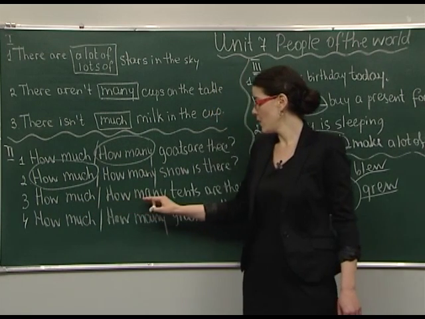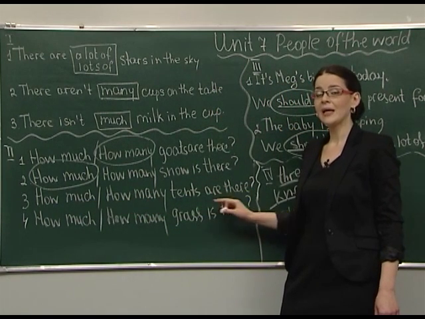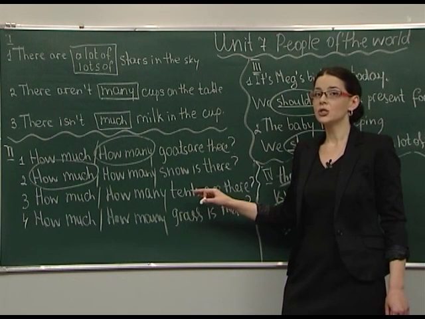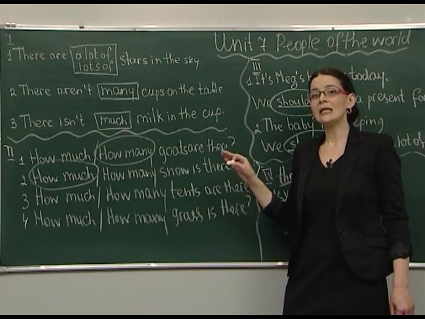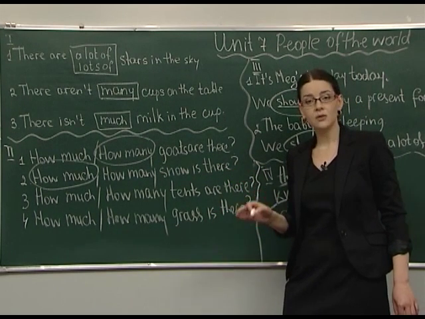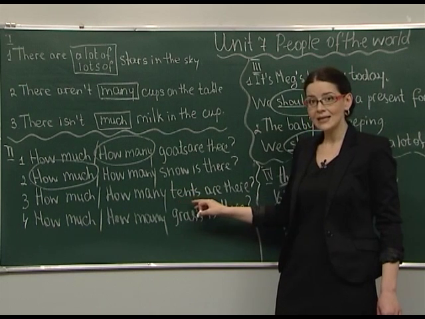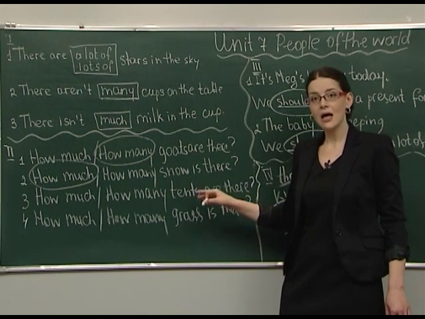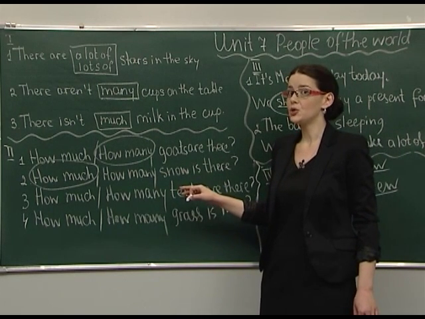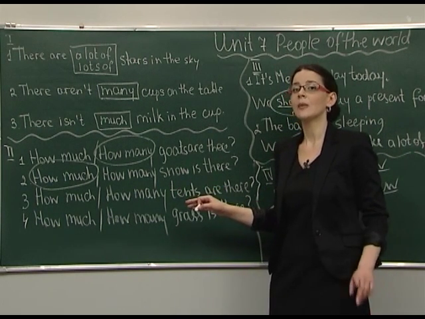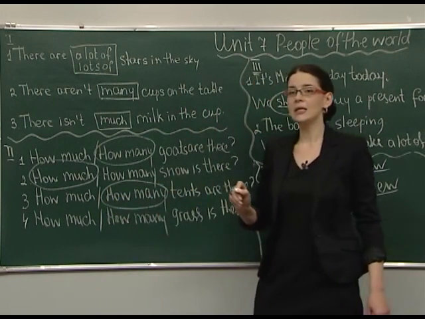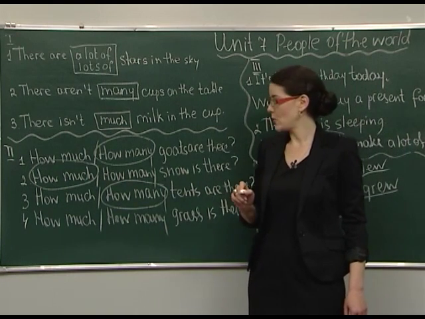Now the third one. How much or how many tents are there? A tent, and in plural tents. So can you tell me, is a tent countable or uncountable? And you're right, because a tent is a countable noun, so we have to use which one? How much or how many? How many, and you are right. How many tents?